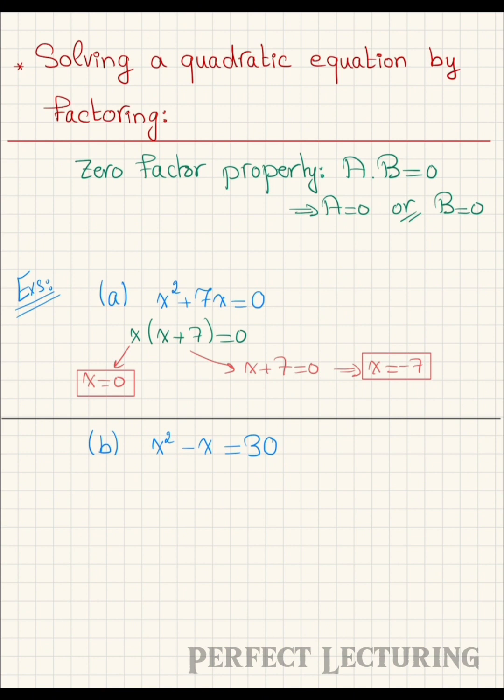Now there is a common mistake here. I can only use this property if I have a 0 on the right side. If the right side is not equal to 0, I cannot apply this property. Well, it is called the zero factor property.